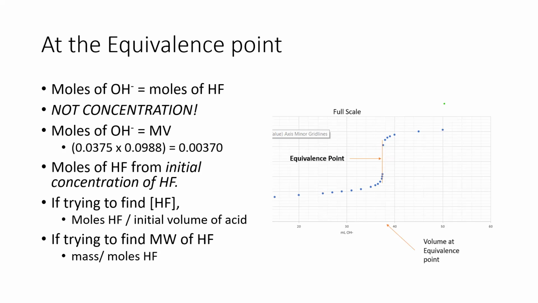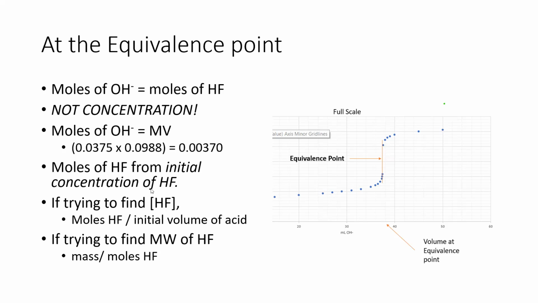Now, from there, we can do a couple of things. We could try and find the concentration of HF. Remember, the square brackets are the concentration, in which case we take those moles that we just found and divide by the initial volume of the acid. This isn't going to be the 37 milliliters. This would be whatever we pipetted in. If we were doing our vinegar lab, we pipetted in 5 milliliters. This is what we would divide by.